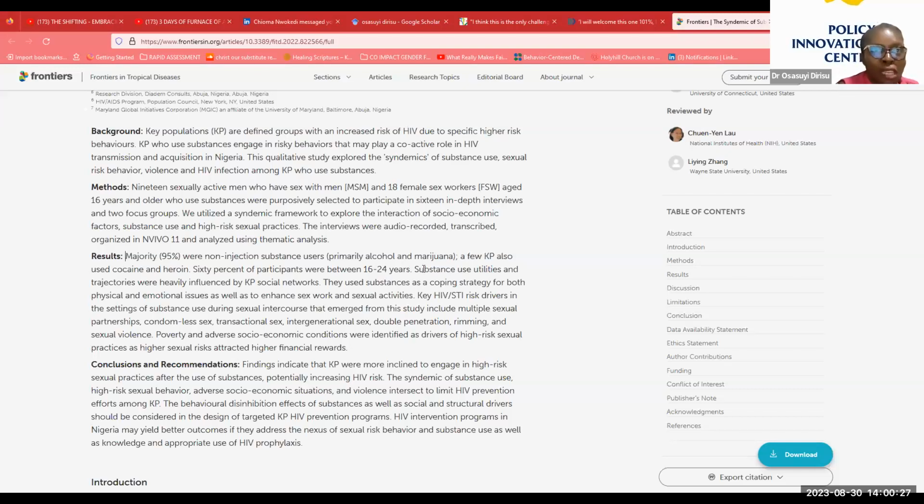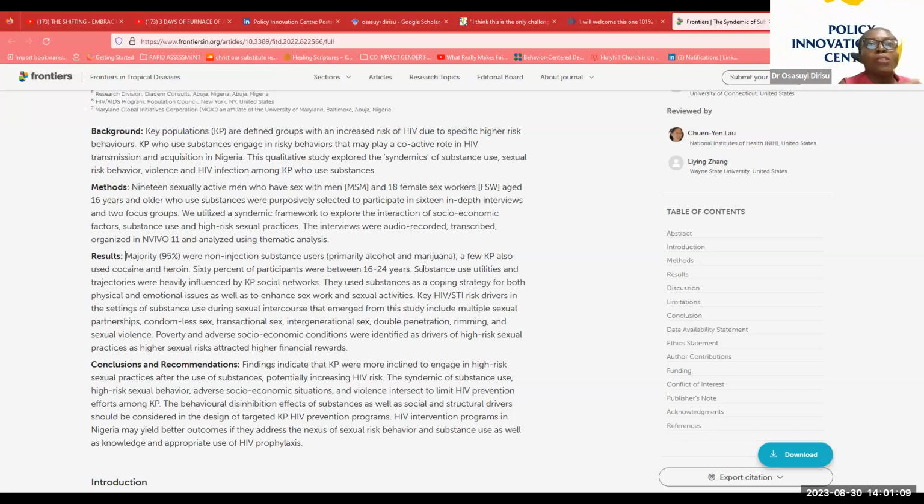there, which I listed as multiple sexual partners. So what HIV risks does my population have? One was multiple sexual partnerships, another one was condomless sex, transactional sex, intergenerational sex, double penetration, women, and sexual violence. So these were the risks. So three things. I broke my findings into three. The first was what influenced their use of drugs. The second one was what risk drivers resulted from their use of drugs. And then the third one was what other general issues, like socioeconomic issues, exacerbated the use.